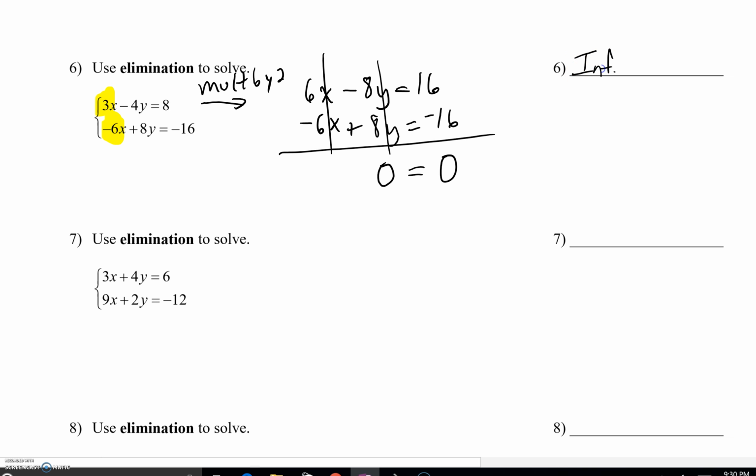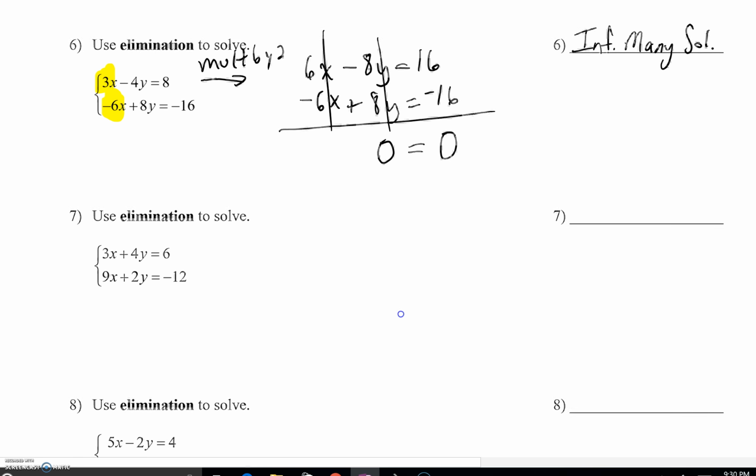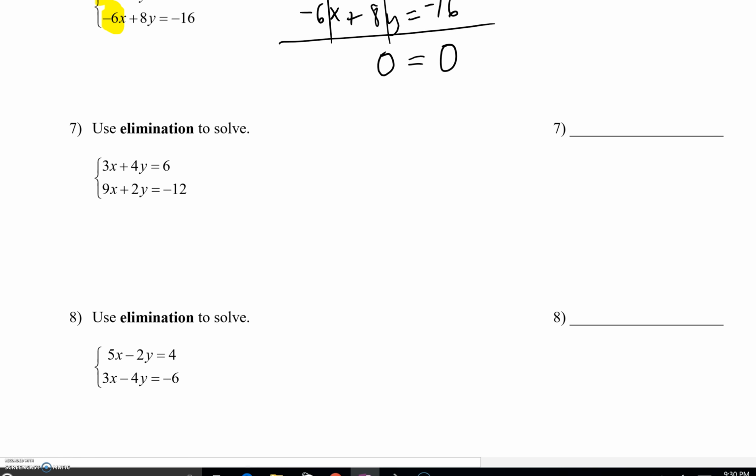When we see a true statement, we can write infinitely many solutions. By way of comparison, if we'd ever get something like 4 is equal to 0 or something like that, that's false. That would be no solution. Take a look at number 7.